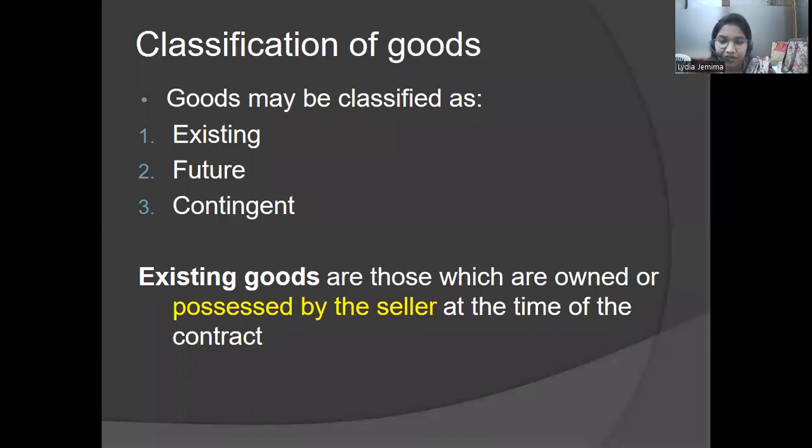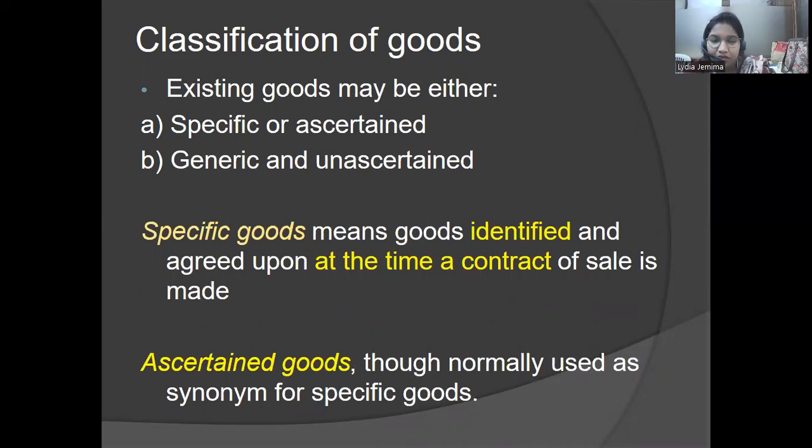So, classification of goods. The goods are classified into three different types: existing, future, and contingent. These are the three criteria by which goods are classified. So what are existing goods? Existing goods are goods owned or possessed by the seller at the time of contract. Existing goods can be classified into two types: specific or ascertained, and generic or unascertained.